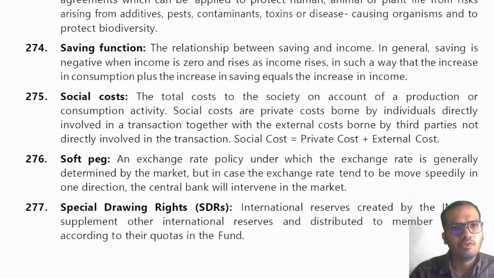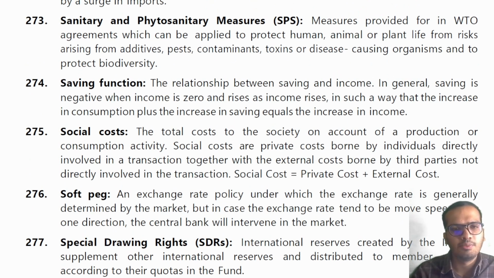Then we have saving function. So the relationship between saving and income. In general, saving is negative when income is zero and rises as income rises, in such a way that the increase in consumption plus the increase in saving equals the total income. So it's an equation.